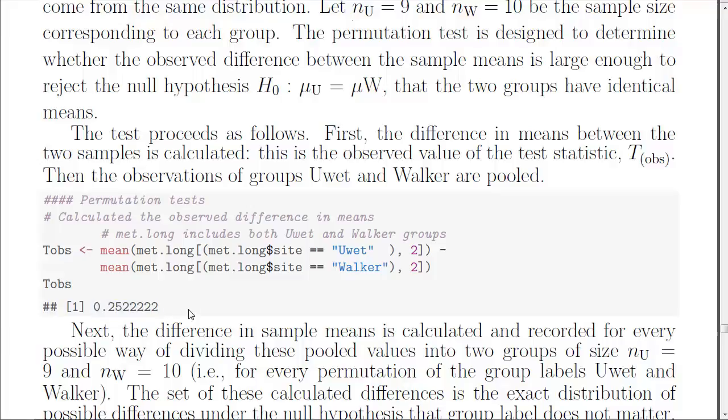So now the question is: is 0.25 extreme compared to a null distribution? We are now going to construct an approximation of the null distribution by using the permutation strategy.